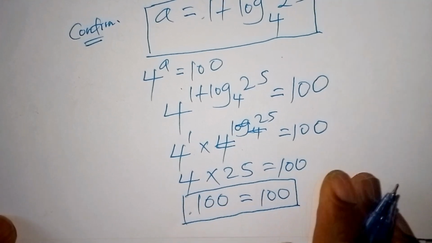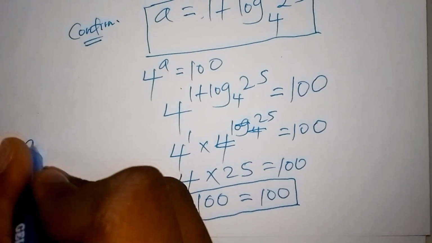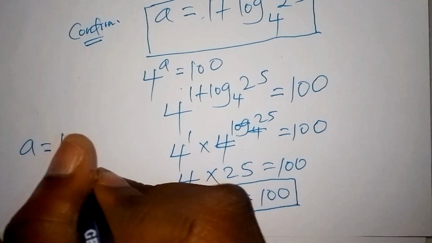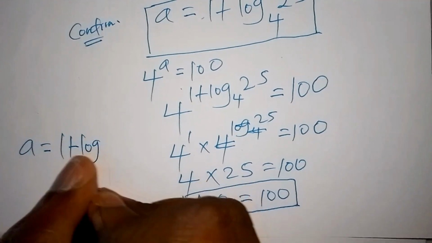When we concluded that our value for a, a is equal to 1 plus the log of 25 to the base of 4.